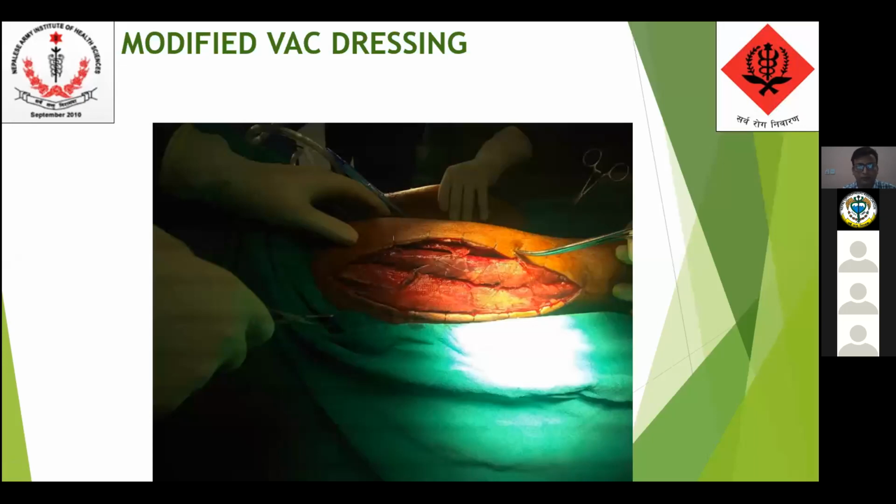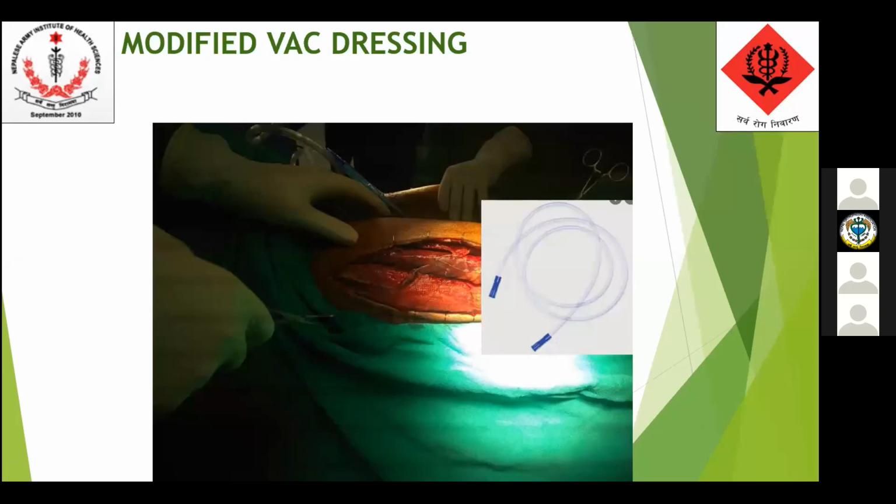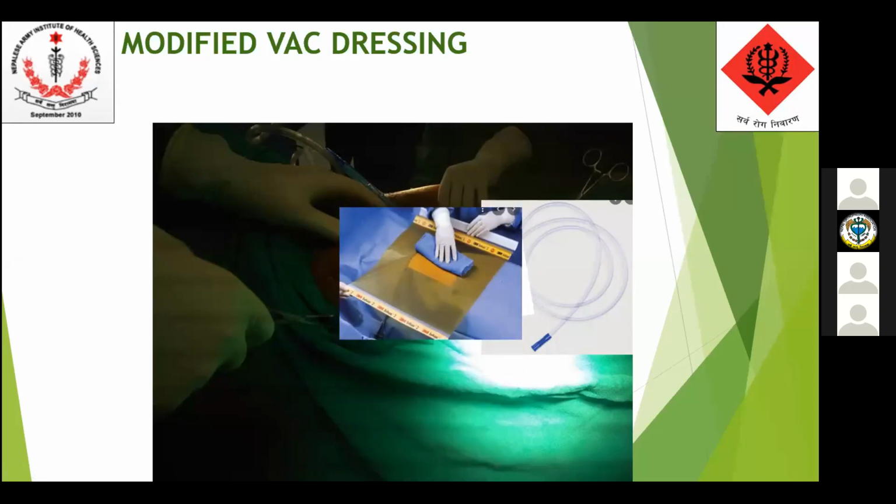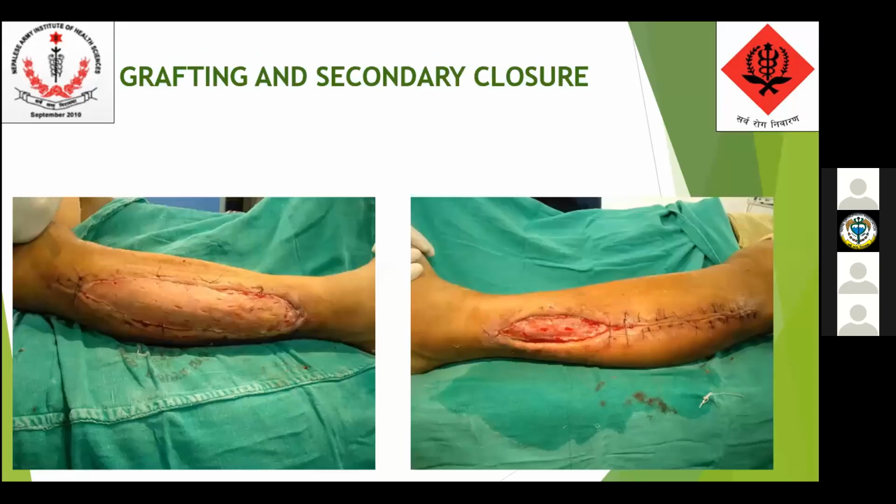This modified VAC dressing was done using our normal suction tubes, tetra cloths and an incisional drape. After the VAC dressing, around the 25th day, split skin grafting was done on the right, and on the left side, secondary closure was done with SSG grafting.